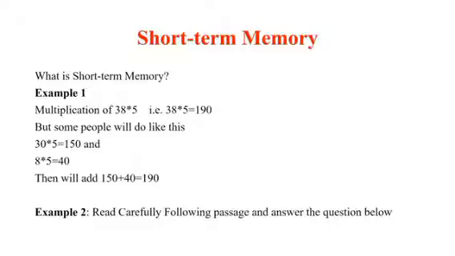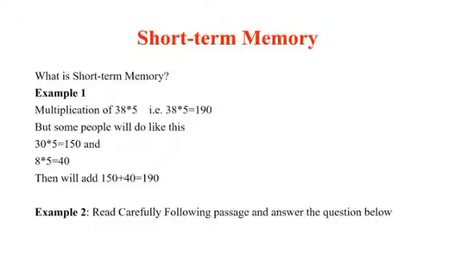For example, example 1 is the multiplication of 38 into 5. If someone doesn't know the table of 38, then what will he do? He will split 38 into two parts, that is 30 into 5 and 8 into 5. 30 into 5 becomes 150 and 8 into 5 becomes 40. So by adding them it becomes 190, that is equal to 38 into 5. During this process we have to store both intermediate steps temporarily in our memory to get the desired output. So here we are using our short term memory.